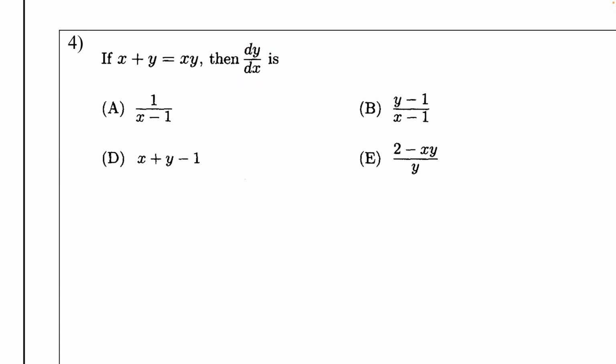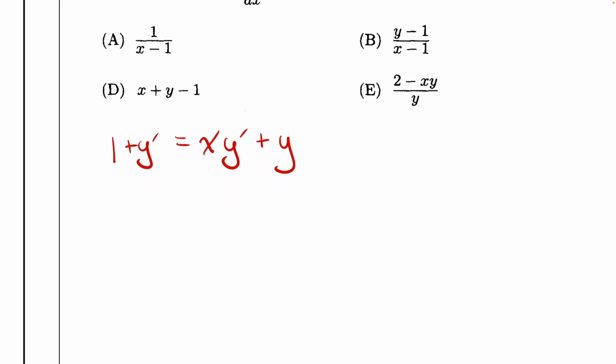All right, if x plus y is equal to xy, we're looking for y prime again. So let's take the derivative. I have 1 plus y prime, and that's going to equal a product rule: 1d2 plus 2d1. And from here, I just need to solve for y prime.